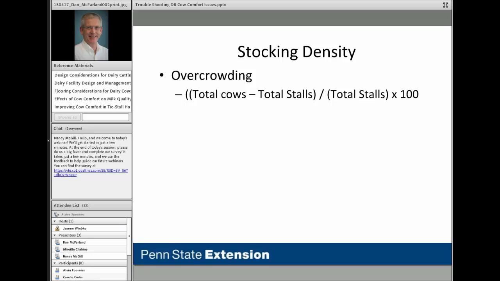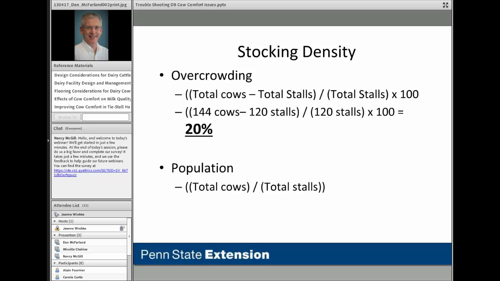Let's look into stocking density. Overcrowding, basically, you take the total number of cows minus the total number of stalls available to those cows, divide by the total number of stalls, and multiply by 100, and we get some percentage. So in this case, 144 cows with 120 stalls available, we get a 20% overcrowding rate. Another method that's maybe a little easier to use, I call population, which basically takes the total number of cows in the group divided by the total number of stalls, and the result is 1.2 cows per stall for our example here.